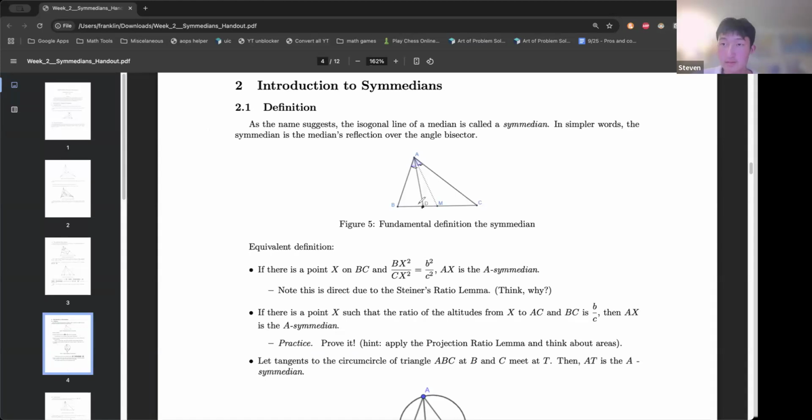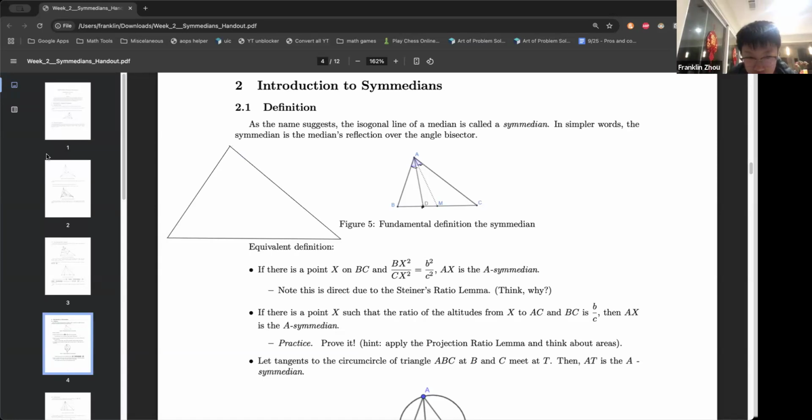And there are a lot of equivalent definitions, so let's start out with it. The simplest equivalent definition, at least in my opinion, is reflecting the median over the altitude. I mean, reflecting it over the angle bisector.